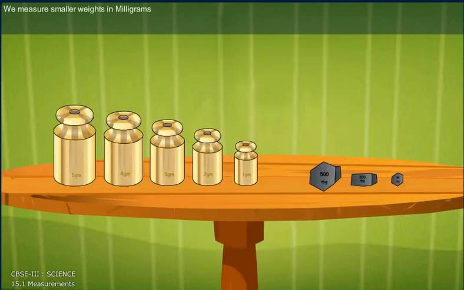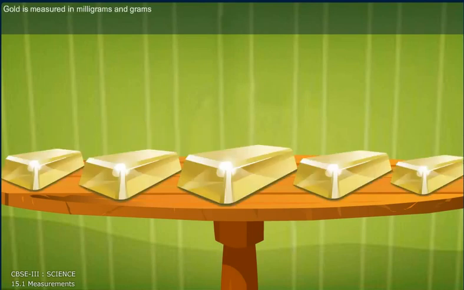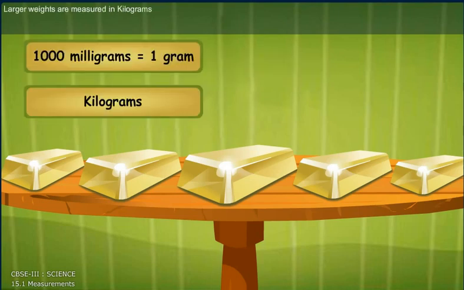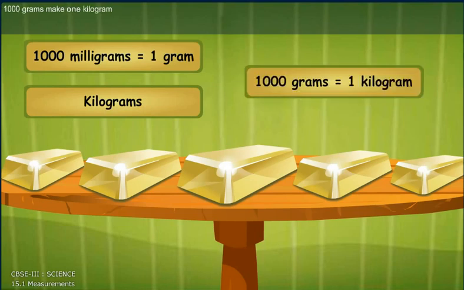We measure smaller weights in milligrams. Gold is measured in milligrams and grams. 1000 milligrams are equal to 1 gram. Larger weights are measured in kilograms. 1000 grams make 1 kilogram.